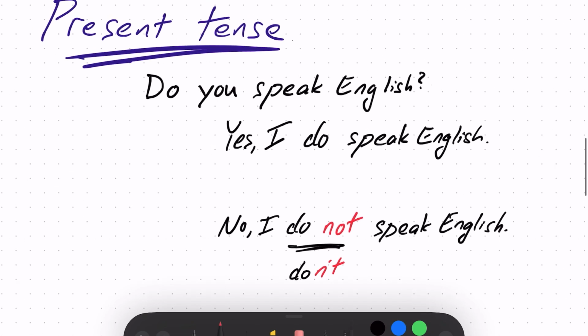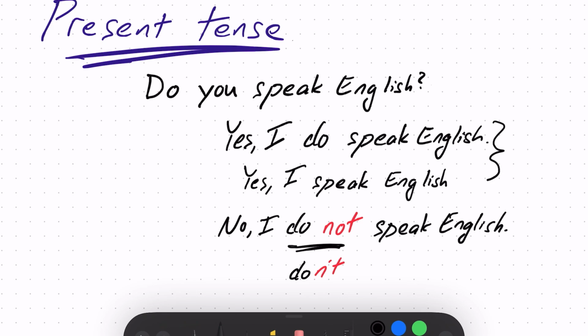Good, pretty easy. Now, if the answer is yes, someone says, do you speak English? You can say, yes, I do speak English. Or sometimes we just say simply, yes, I speak English. They mean the same thing. Two ways to say the same thing. Yes, I do speak English, or yes, I speak English. Excellent, very easy.